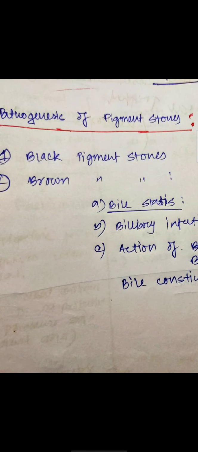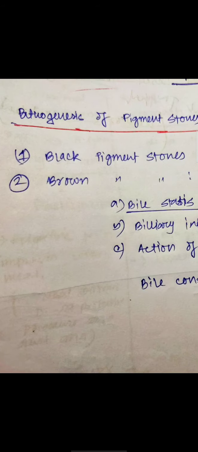Today we'll be talking about the next part of the gallstone pathogenesis. So today we'll be discussing the pathogenesis of pigment stone, right? First, you know that there are two types of pigment stone: one is the black pigment stone, and the other is the brown pigment stone.